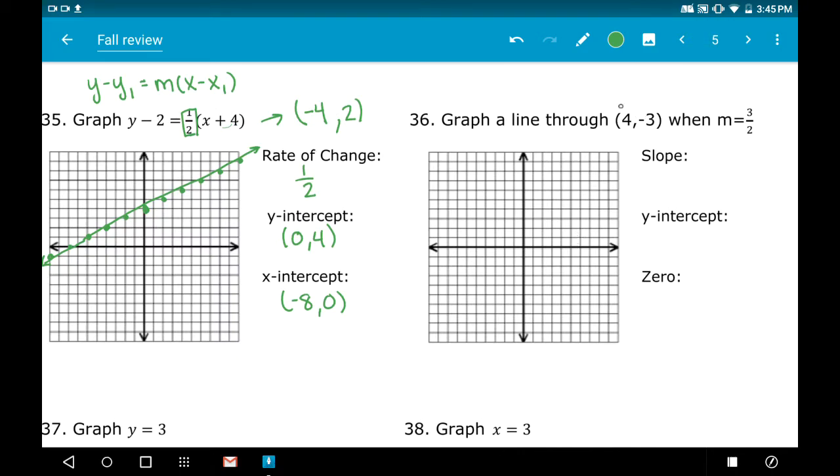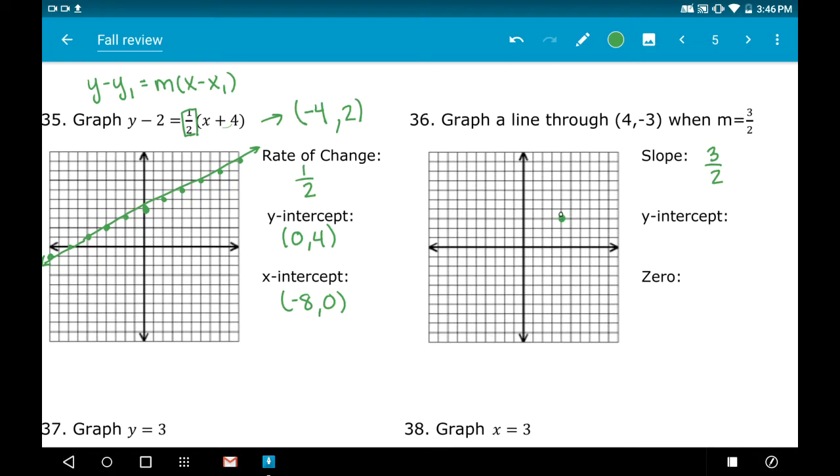This time it wants a line through this point with this slope of 3/2. So it's basically the same thing as 35, it just doesn't give us an equation. So our slope they gave to us is 3/2. We don't have our intercepts, so we have to graph this. So it goes through the point (4, 3), so that's where we're going to start.